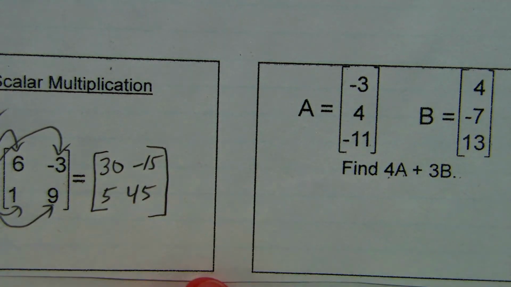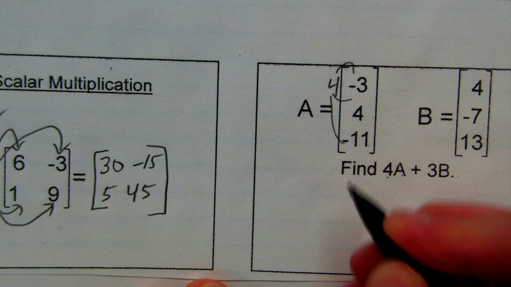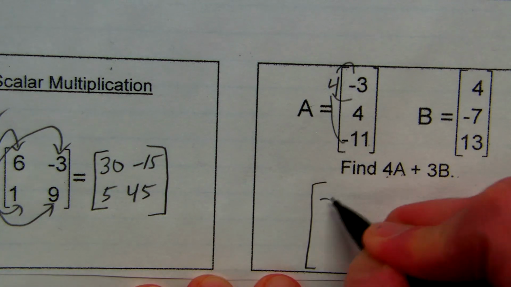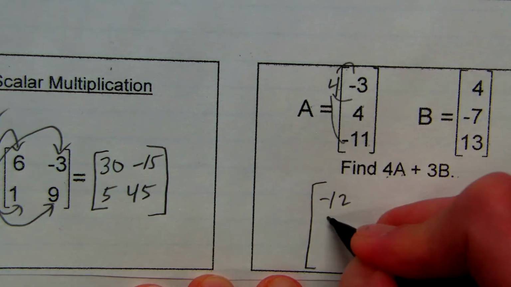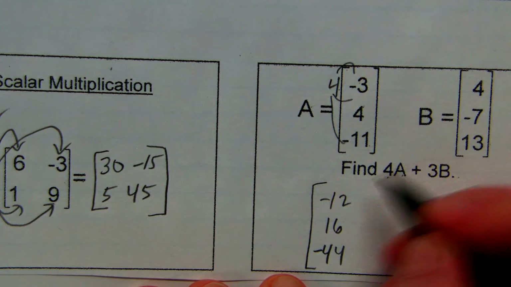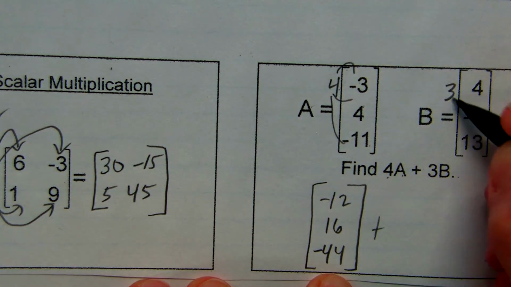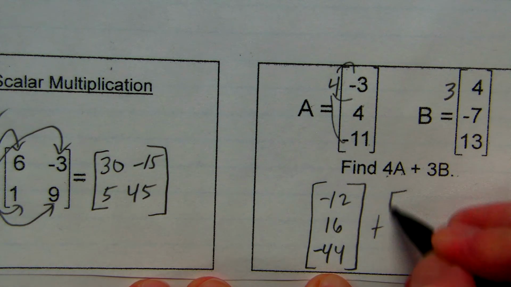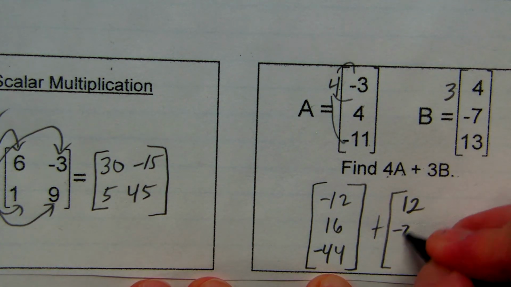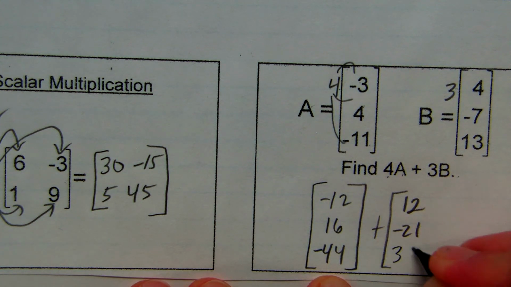So I would do this in steps. I would put a 4 out here and take it times all of these. So 4A, I would take 4 times negative 3, which is negative 12. 4 times 4 is 16. 4 times negative 11 is negative 44. And then we're going to add that to 3B. So I'll stick a 3 out here, and I'm going to take 3 times all of these. So 3 times 4 is positive 12. 3 times negative 7 is negative 21. And 3 times 13 is 39.